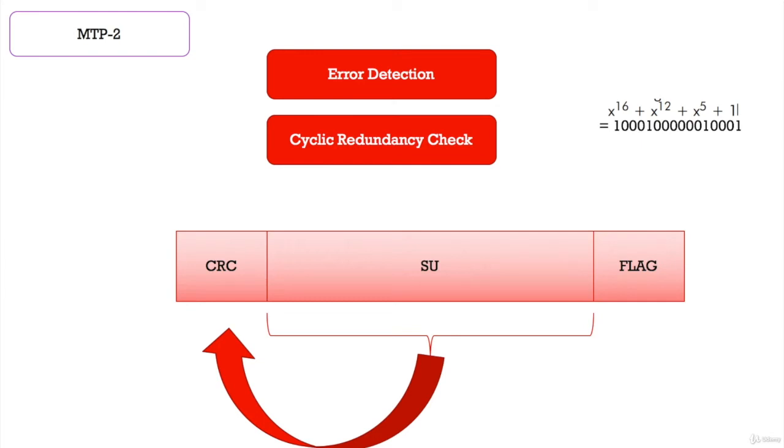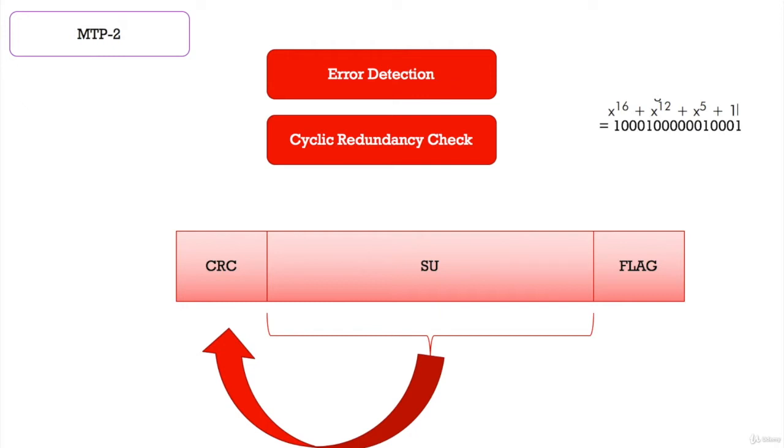One of the major responsibilities of link layer 2 in the OSI model, as well as in the SS7 stack, is detection of errors in the transmitted packet. It's a very useful thing because the network is prone to errors, and detection of such errors would warrant retransmission of packets. And one of the techniques used for detecting errors in the packet is cyclic redundancy check.